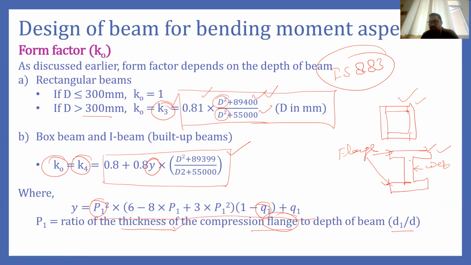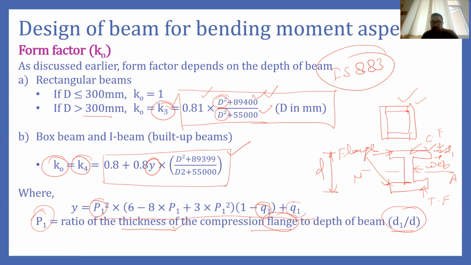So P1 is basically the ratio of thickness of compression flange to the depth of beam. Generally, if this is the neutral axis, then we know that above the neutral axis, there will be compression. So on the compression side, the flange will be known as compression flange. And below the neutral axis, this flange will be known as tension flange. So if the thickness of flange is D1 and overall depth of this I-beam is say D, this ratio will be known as P1.